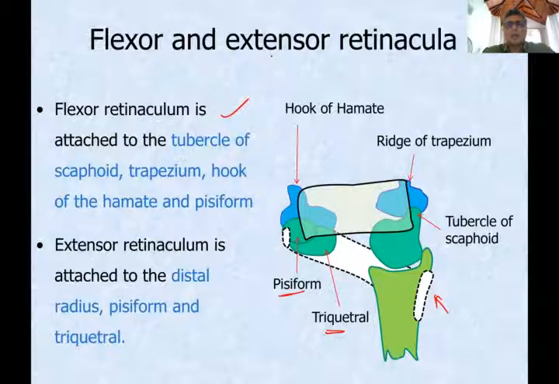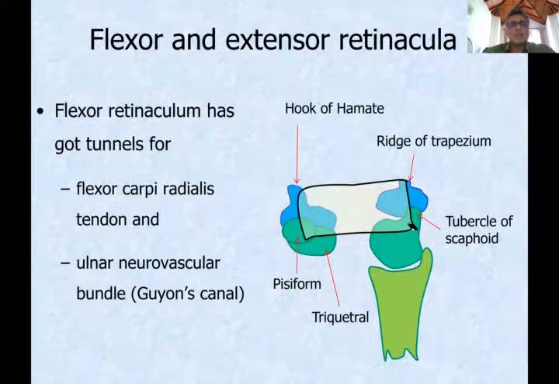Surgeons will have to cut the flexor retinaculum in the middle and release the tension underneath it to relieve the symptoms when the structures get compressed. So we'll discuss these things.